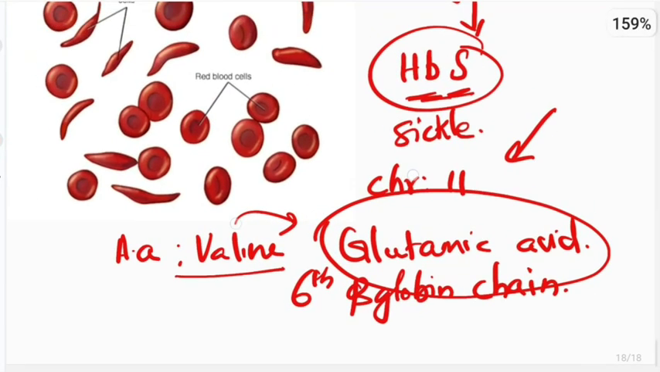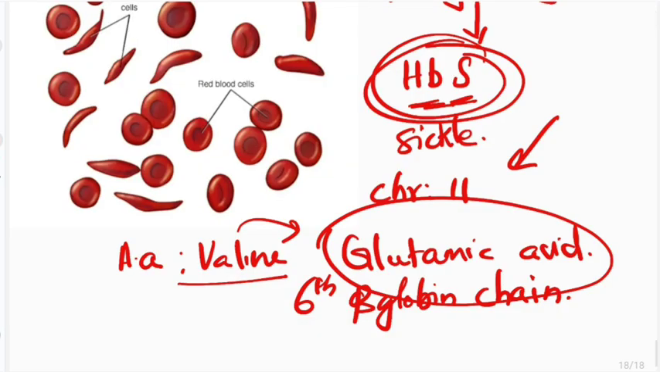And what is the abnormal hemoglobin formed here? It is called HbS. Okay, it's called hemoglobin S.